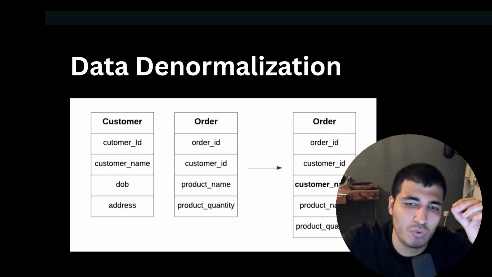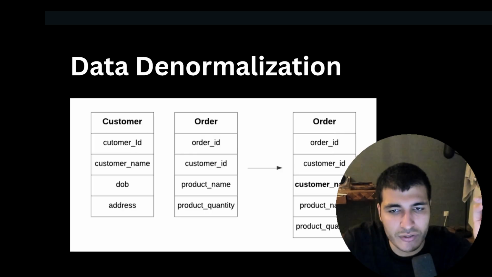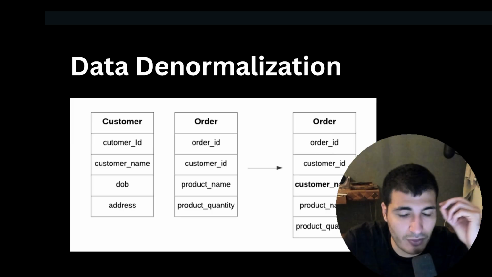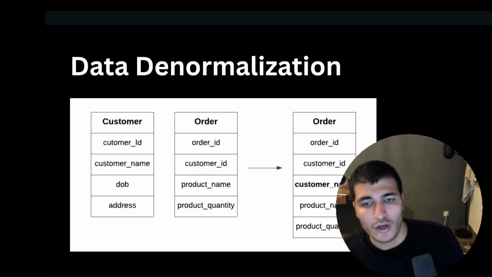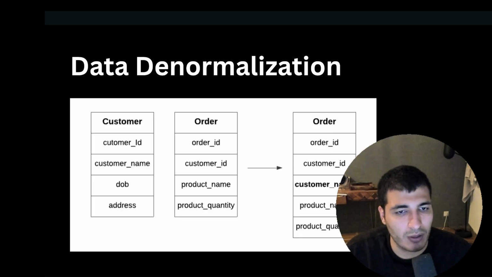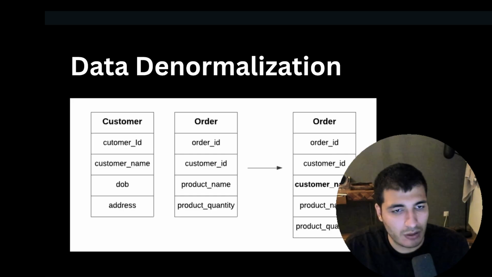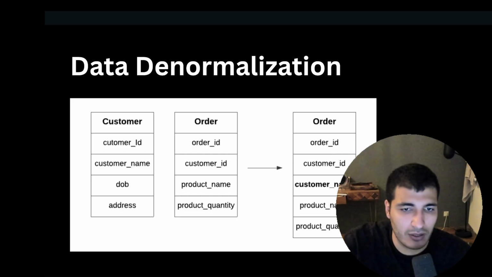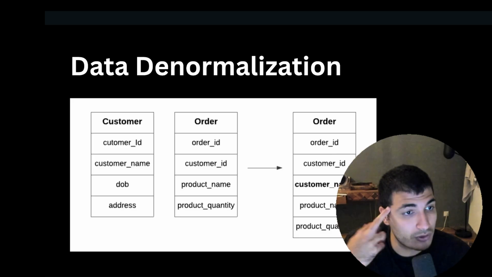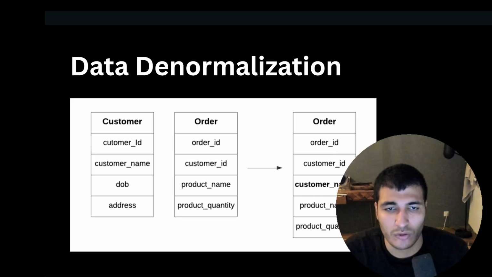Another strategy is to pre-compute aggregations instead of calculating sums or averages on the fly with every query. You can store these pre-computed values in a separate table that gets updated whenever the underlying data changes. There are some things you need to consider when you denormalize.